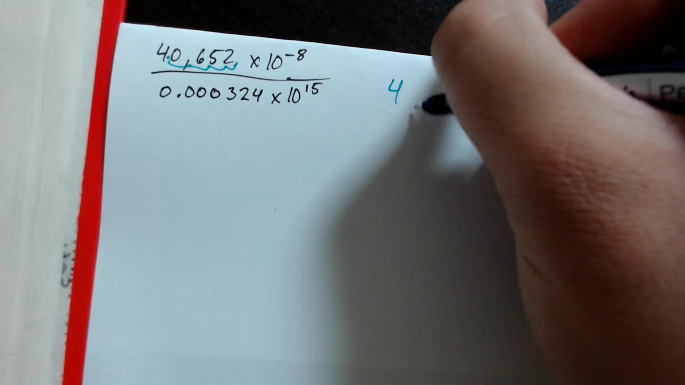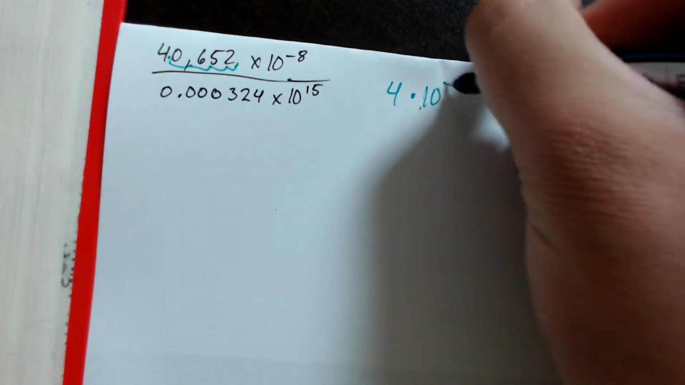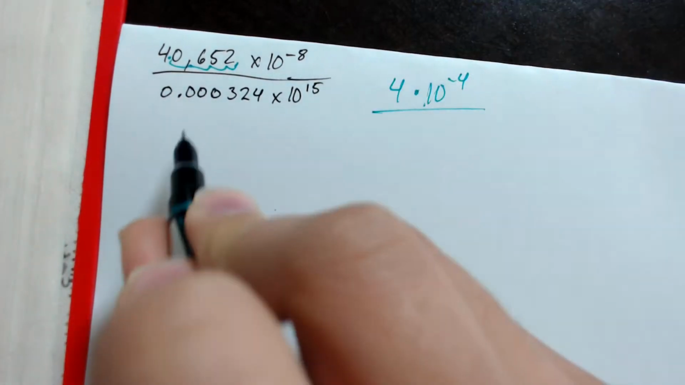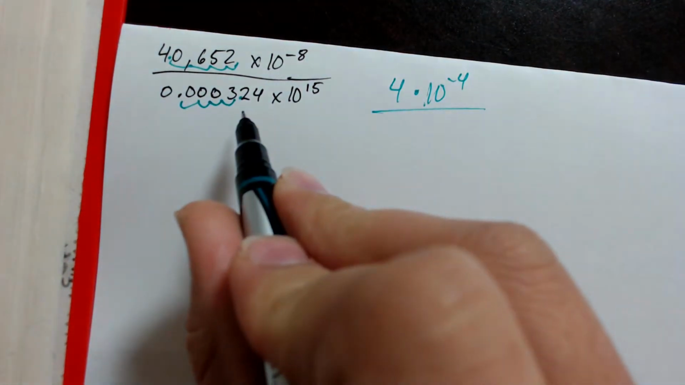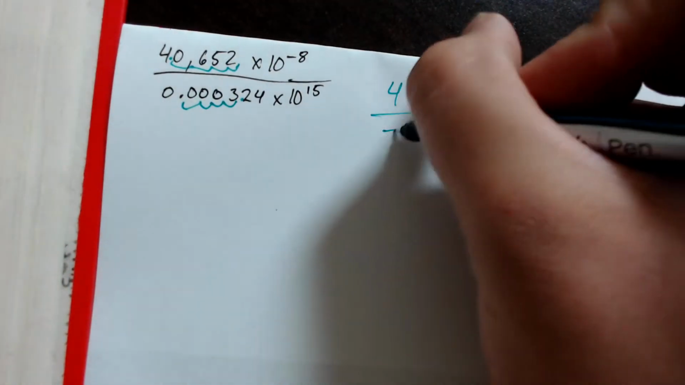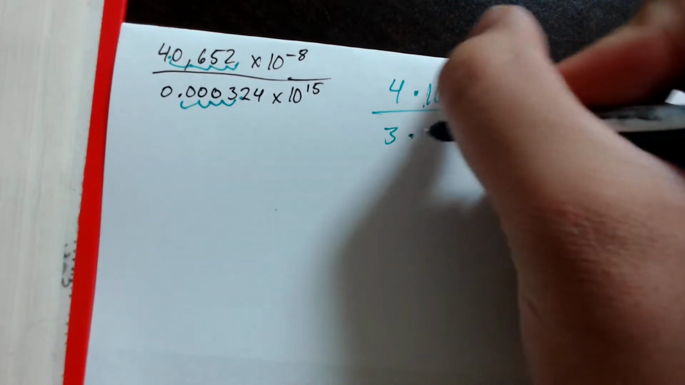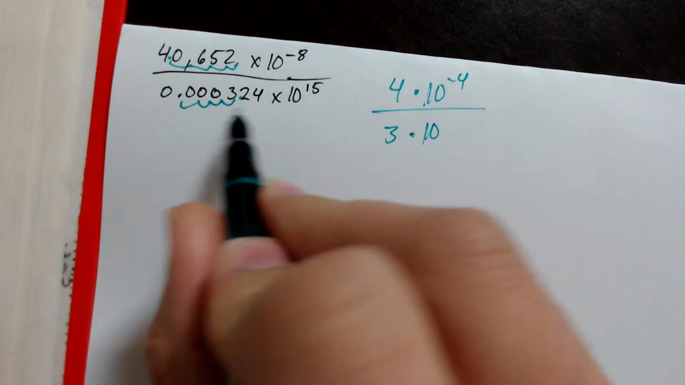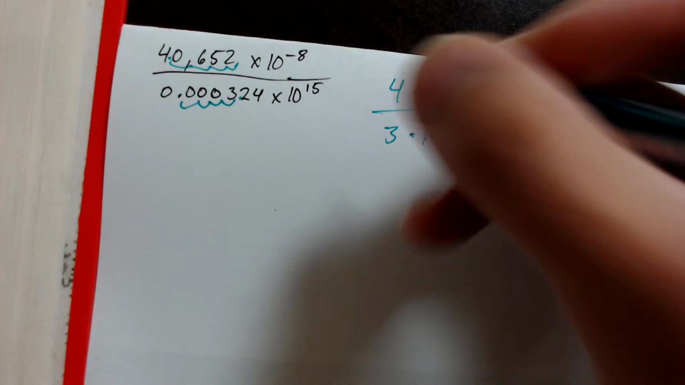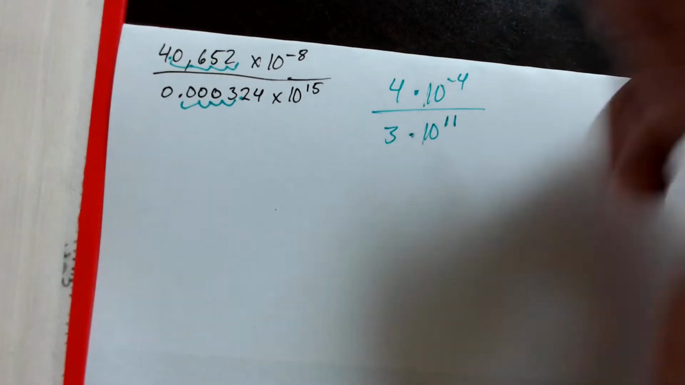So this can simplify to 4 times 10 to the power of negative 4 over, let's see here, 1, 2, 3, 4 again, 2 behind the 3. That's going to be over 3 times 10, and since I moved to the right where I made a small number big, I'm going to subtract 4. So that's 10 to the power of 11.